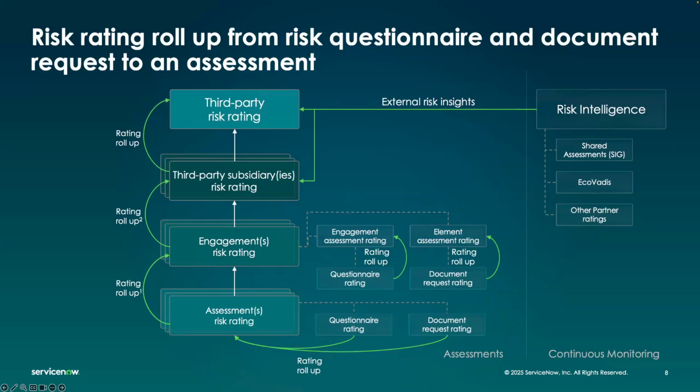These are captured in the third party risk lifecycle as elements, and importantly, they may also be individually risk assessed. These targeted assessments generate an element assessment risk rating, and both this and the engagement assessment rating roll up to form the overall engagement risk rating.